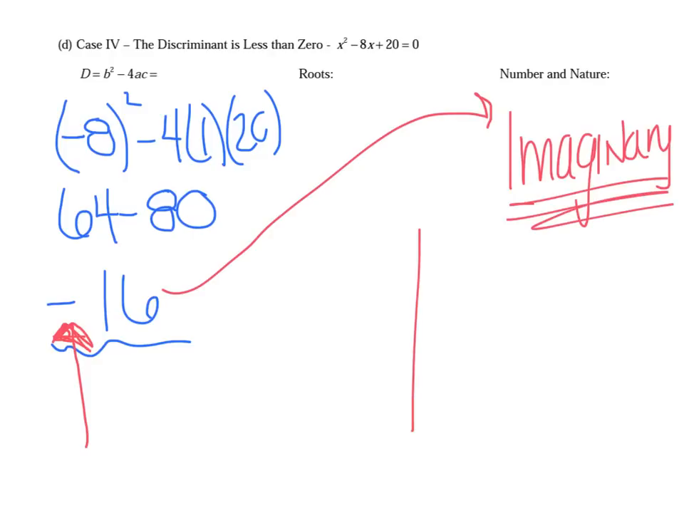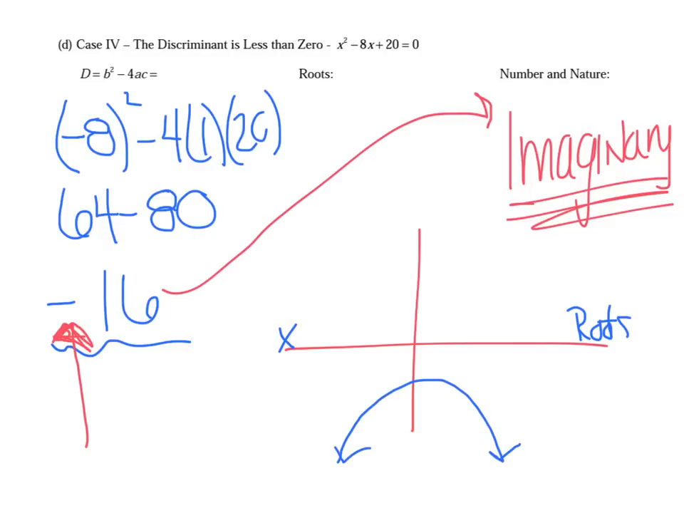Okay, now what does that mean graphically? Well, remember, roots are where your graph crosses the x-axis. If they're imaginary, that means they don't cross the x-axis. So your graph is going to lie completely underneath the x-axis, or it could lie completely above. The idea is it's impossible to ever touch the x-axis.